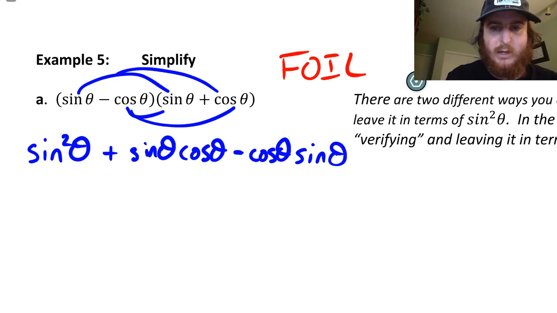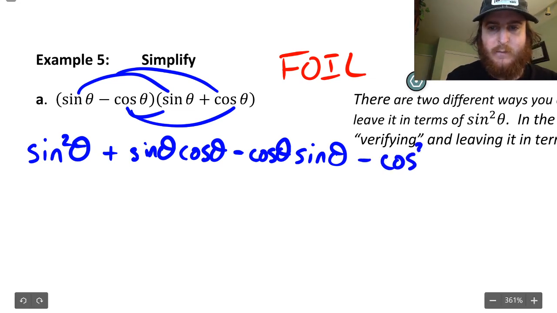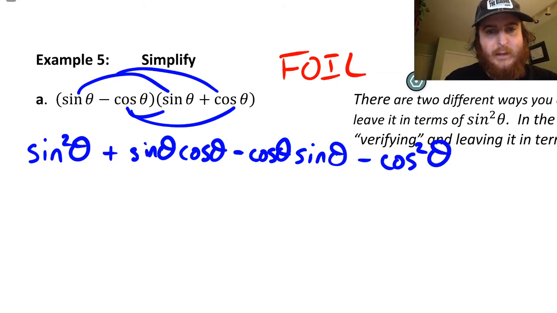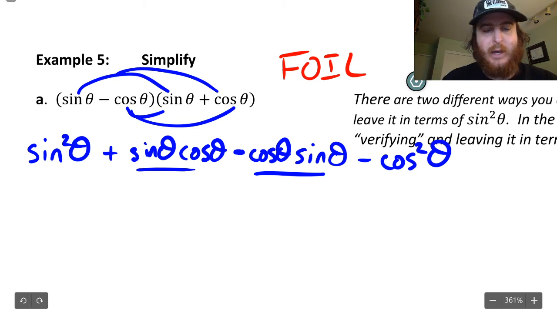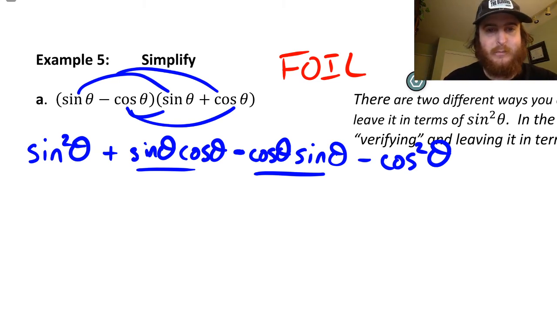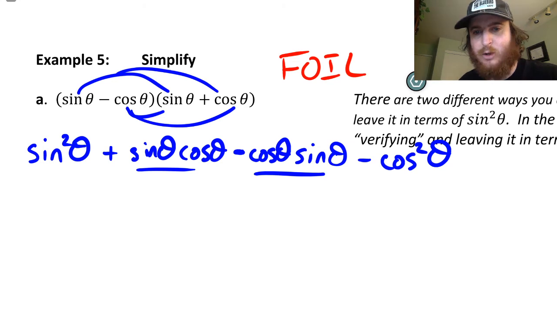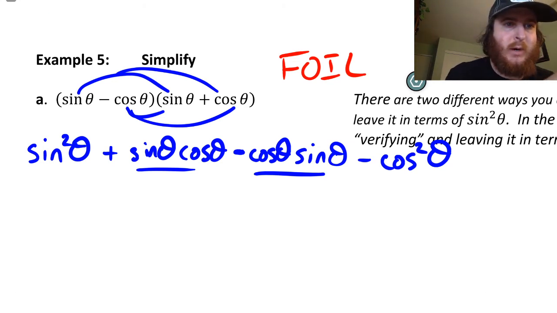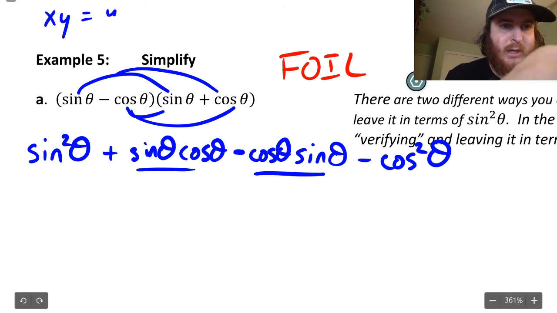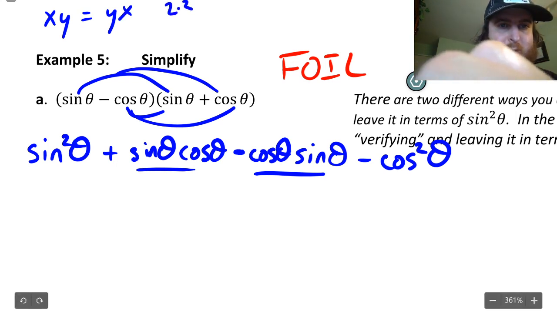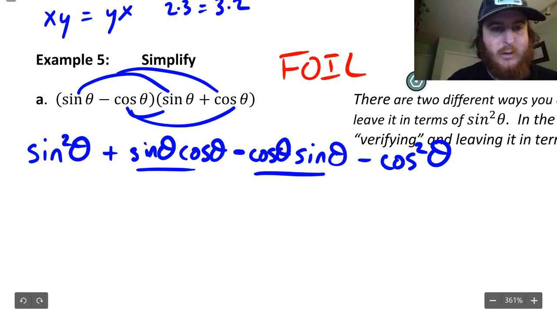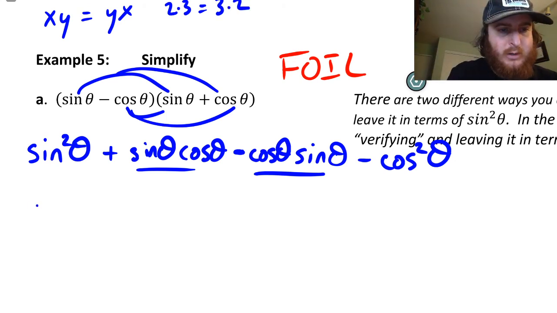So negative cosine times positive cosine would be negative cosine squared theta. All right. Now we're going to try to add any like terms. At first glance, it doesn't look like there are any like terms, but actually these middle two terms are like terms. And the reason for that is we can rewrite sine cosine as cosine sine or vice versa, right? If you had x times y, that's actually the same thing as y times x. Those are equal, right? You can just flip them. It's like having 2 times 3 is the same as 3 times 2. There's no difference. So I'm going to go ahead and just rewrite that.